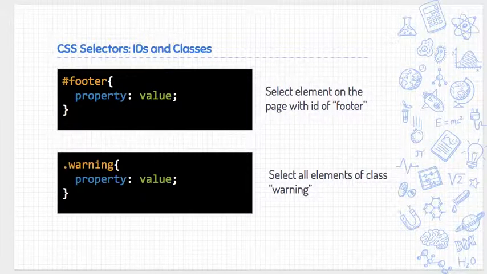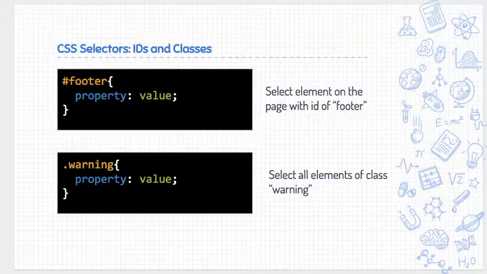The other way that we can identify CSS selectors are by IDs and classes. IDs and classes let us style things that aren't typical HTML elements. And IDs and classes are things that you, the developer, would define. So, for example, the first rule says, select the element on the page with the ID of footer. In this case, you, the developer, have chosen this ID, footer, and now you're selecting it. The second rule says, select all elements on the page with class of warning.